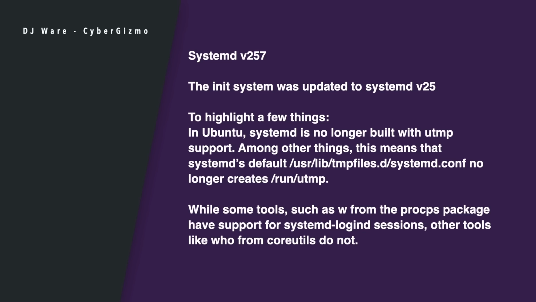Yeah, w works because that's part of the logind function, which is the systemd replacement. Among other things, this means that systemd's default user lib tmpfiles.d and systemd.conf no longer creates a runtime for utmp. Also, you may find, especially if you're running virtual machines, that your /sys/devices/cpu is missing. That could be because you're running an incompatible kernel. It could just be an oversight in the code. I mean, my God, there hasn't been any bugs in systemd ever.